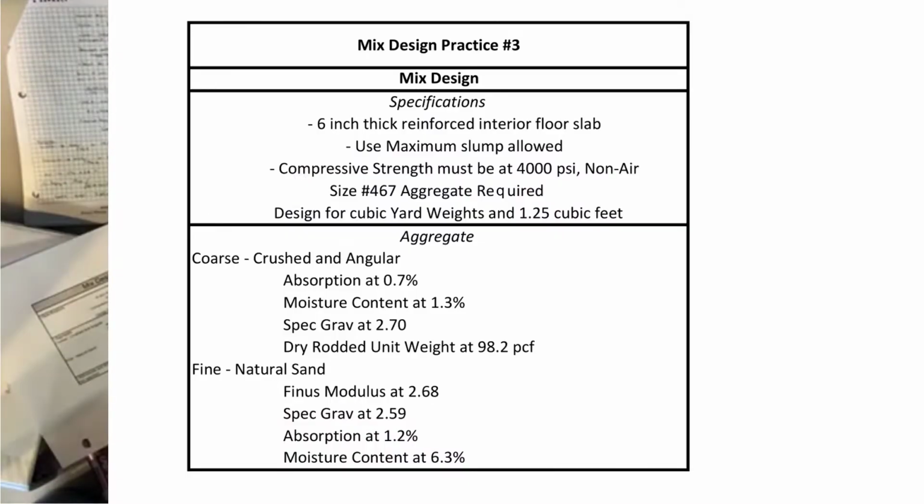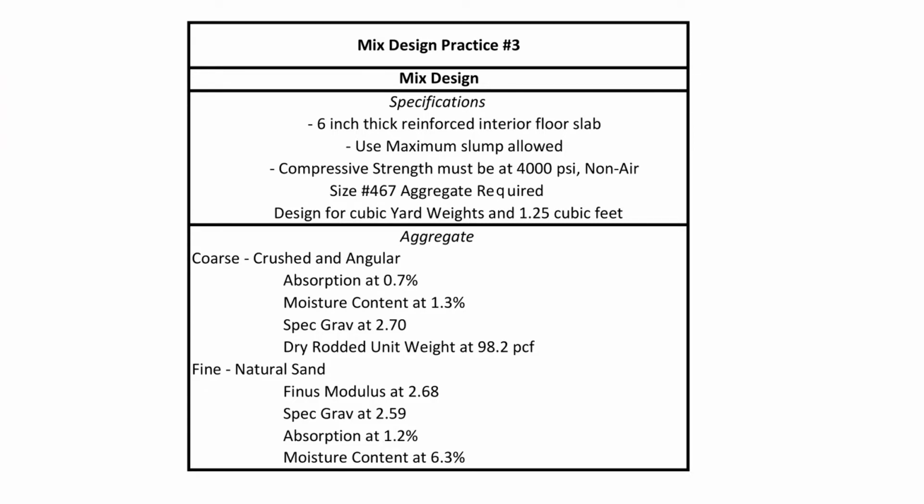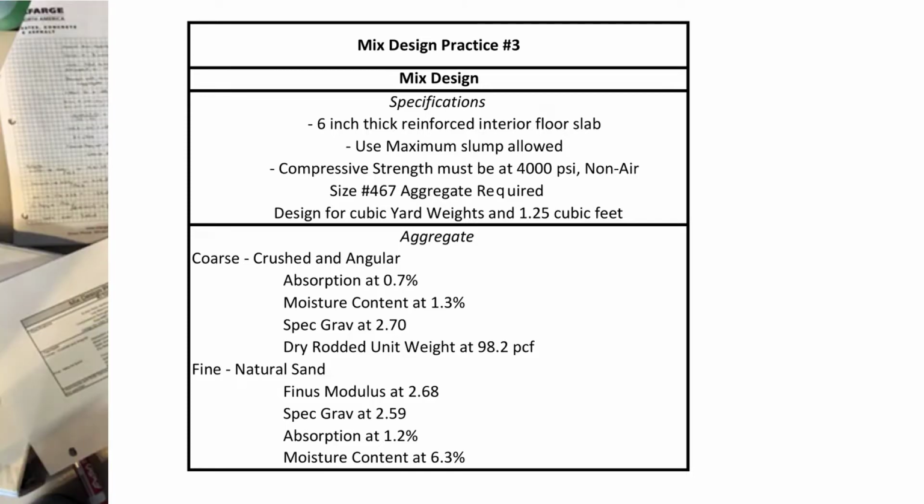So anyway, what we're doing is our given is on our right. We're doing practice mix design number 3. We're doing a 6-inch reinforced concrete slab interior. So non-air entrained concrete, maximum slump allowed by ACI 211. And remember, ACI 211 is designing without admixtures. It's just this water cement ratio, volume based concept, 27 cubic feet in a cubic yard. f'c is 4,000 psi.